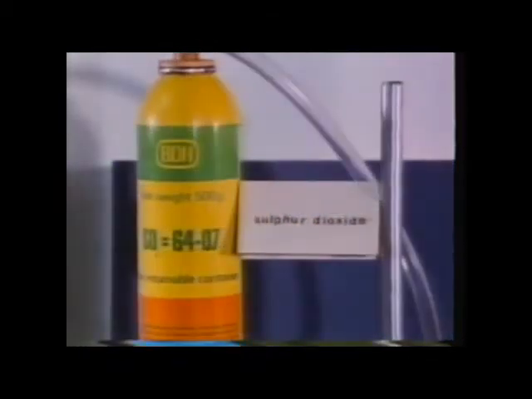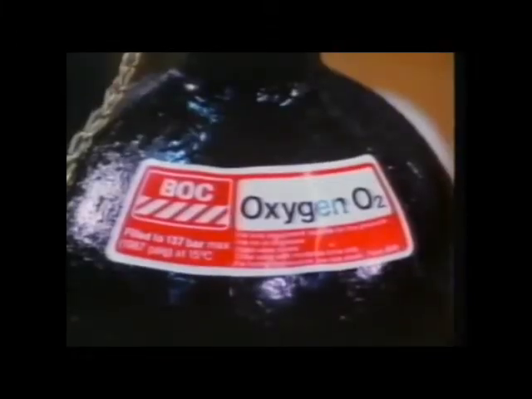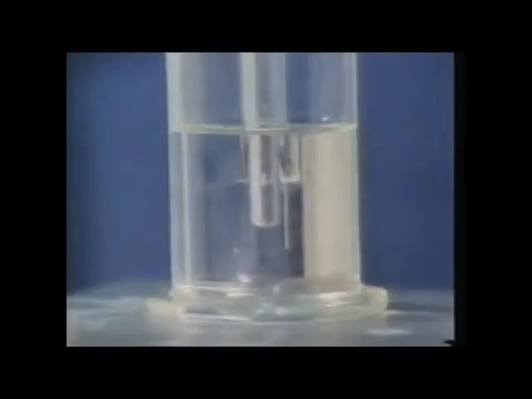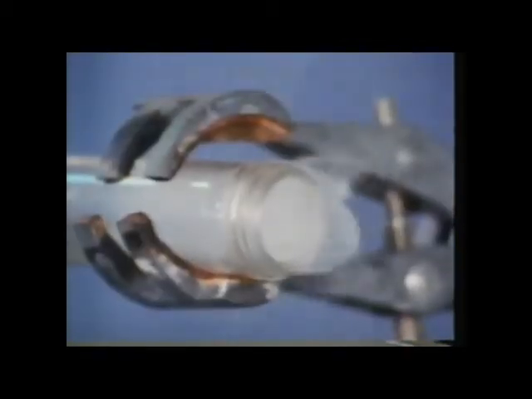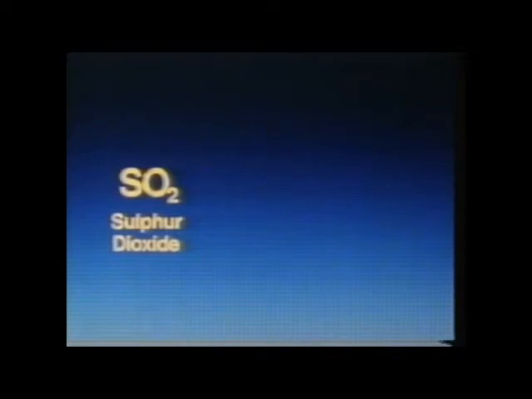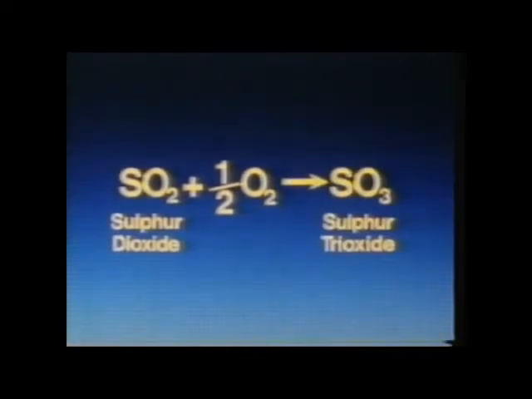Here's a lab demonstration. Sulphur dioxide comes from this cylinder, and we've also got oxygen. The gases are dried by passing them through concentrated sulfuric acid. They then pass over a heated catalyst. It contains platinum, and these dense white fumes are produced. Here's the reaction. In the presence of the catalyst, the sulphur dioxide reacts with oxygen to produce sulphur trioxide.